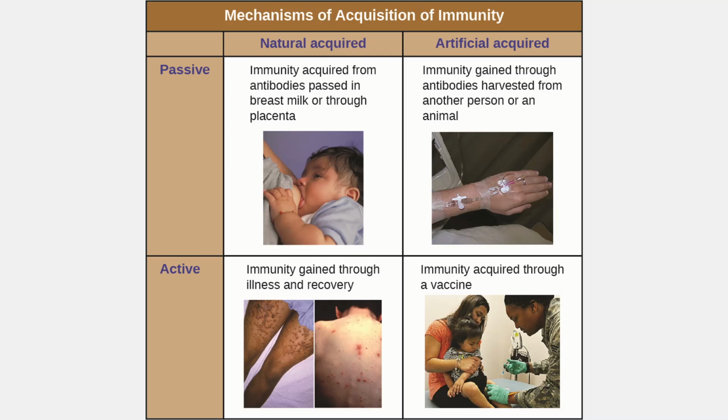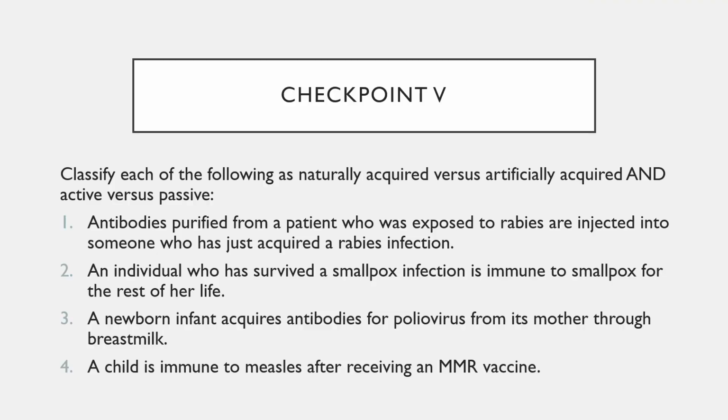Now, vaccination and artificially acquired active immunity warrants a little bit more discussion and elaboration. But before we do that, I have 2 checkpoints for you. In this one, I have described 4 examples of adaptive immunity, and for each of them, I'd like you to classify them as artificial or natural and as active or passive.